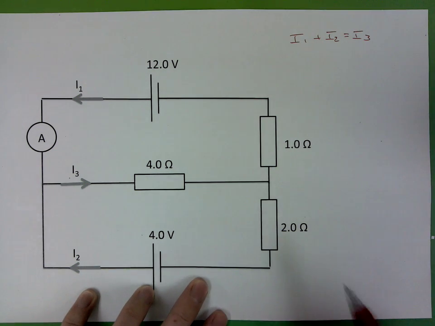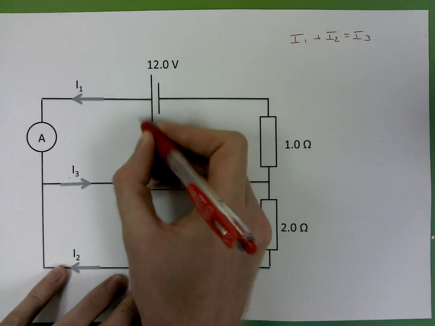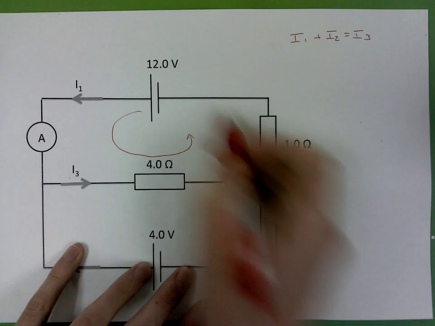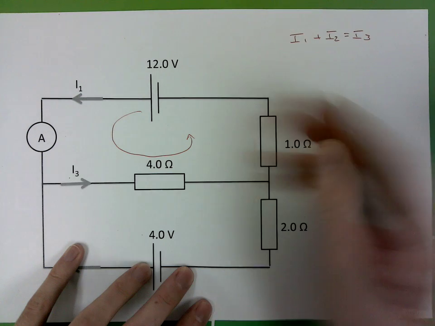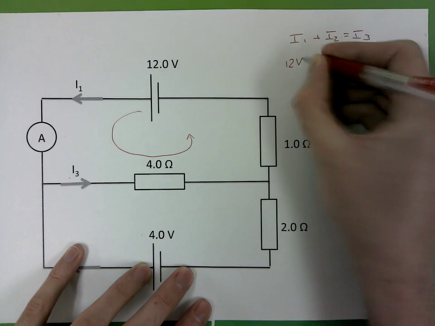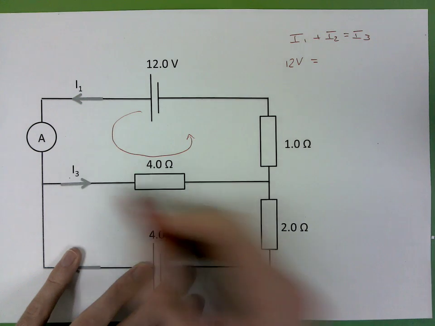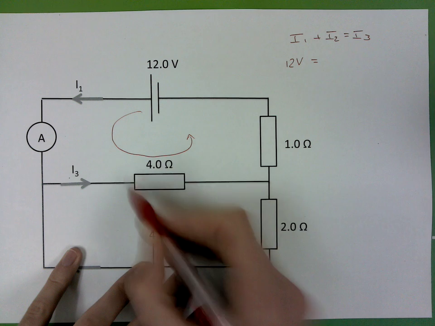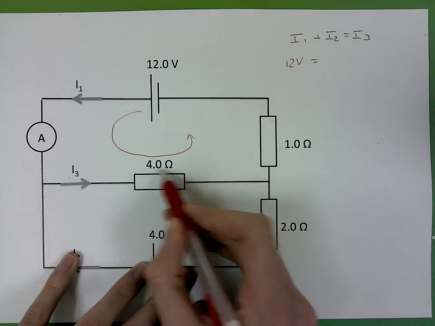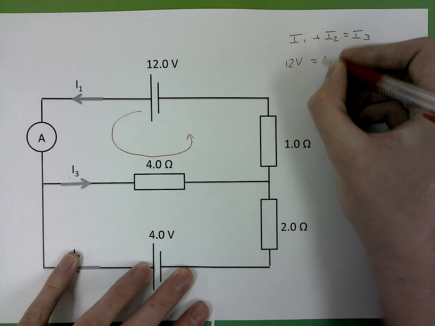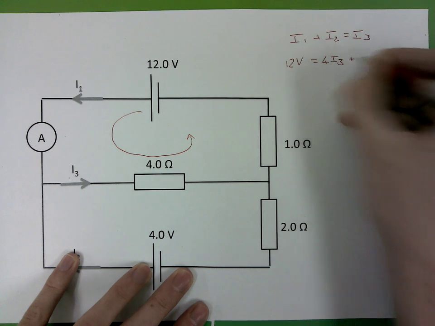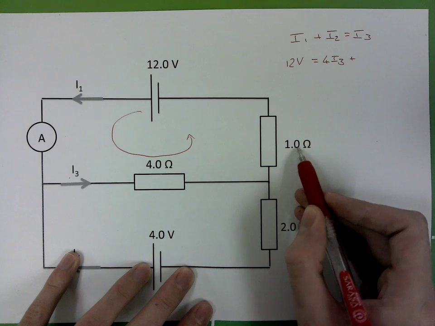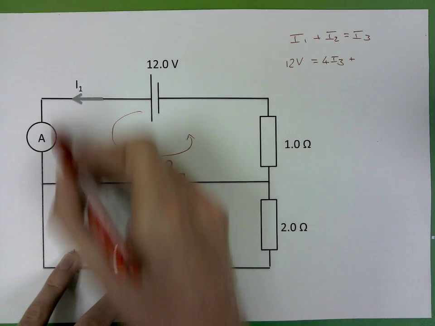After that, we can look at any individual loop. So I'm going to start by looking from here around that way. The EMF as we go through this cell is 12 volts, and that's equal to the potential difference lost. We have to use Ohm's law, V equals IR, to say that the voltage across this resistor is 4 ohms times I3, plus the voltage lost across this resistor, which is 1 times I1. That's on the same part as I1.